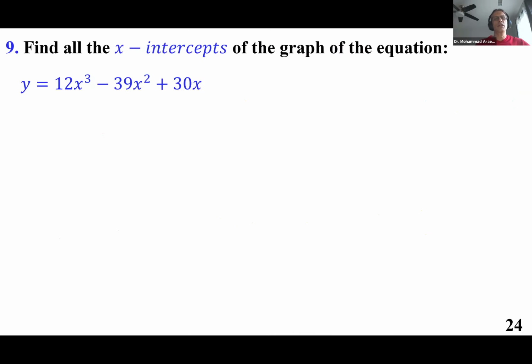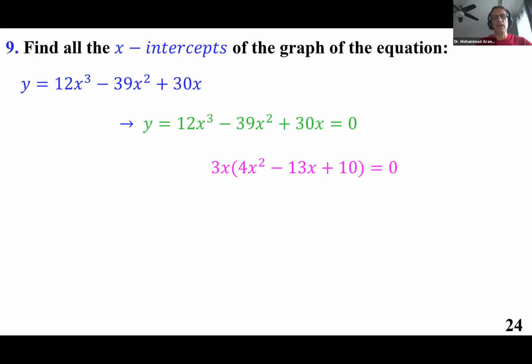We want to find all the x-intercepts, which means we have to set y equal to 0. We factor by taking 3x out. Now we need to factor this. The factor is as follows: 4x minus 5, x minus 2. And when you set this one equal to 0, you get 0. You get 5 over 4 here, and you get 2.